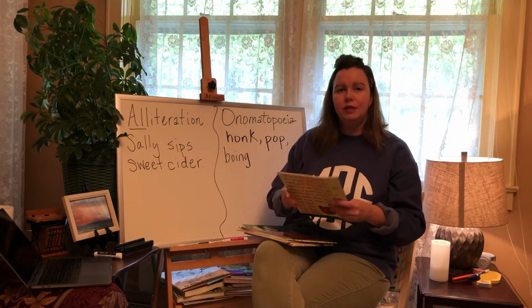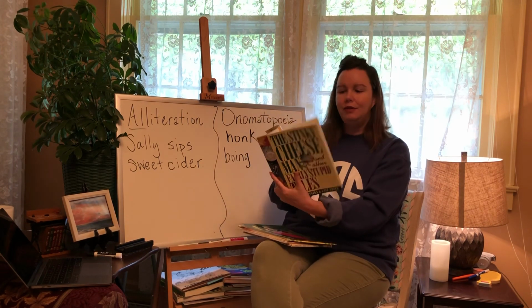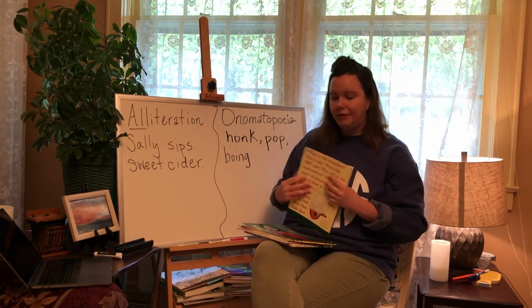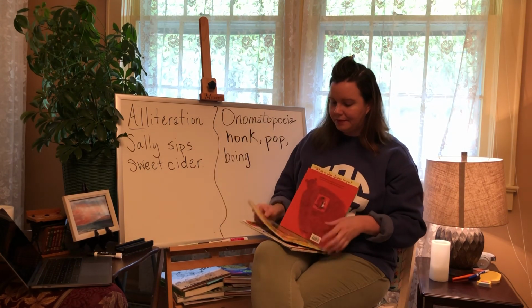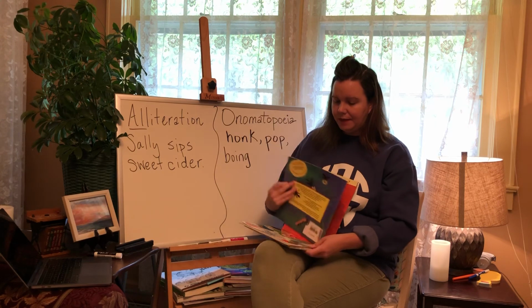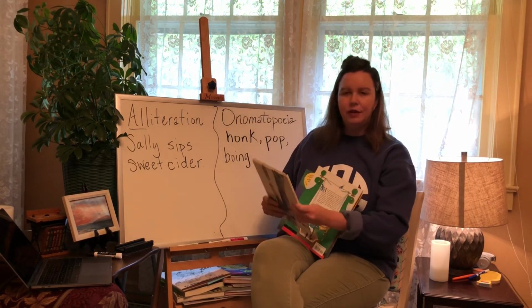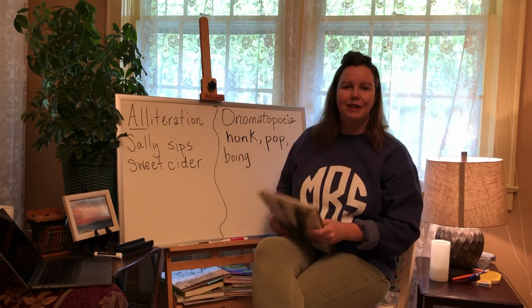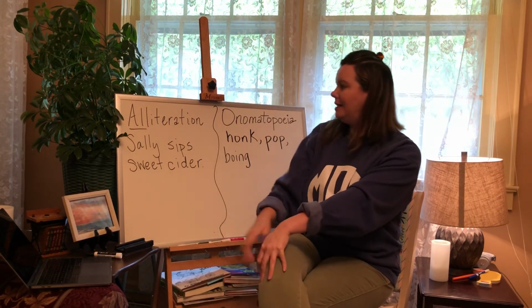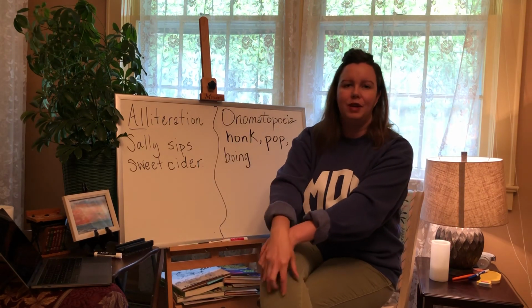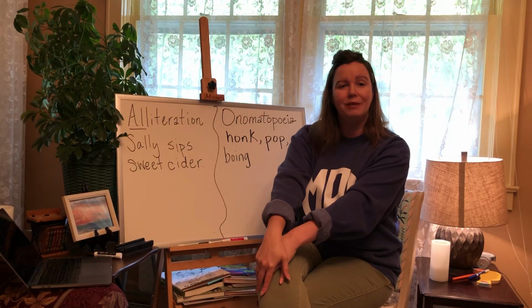So look at some books that you have at home, or look at some books that are in Epic, and see if you can find some examples of figurative language. Anything, see what you can find. Even on the titles of books, you can find examples. So today, we added alliteration and onomatopoeia to our types of figurative language that we've been learning about.